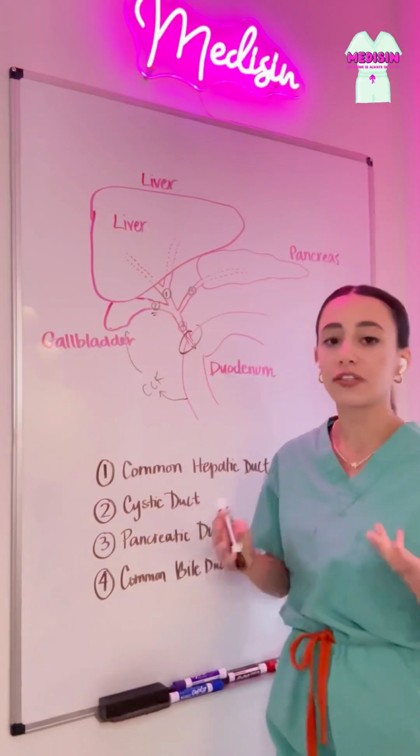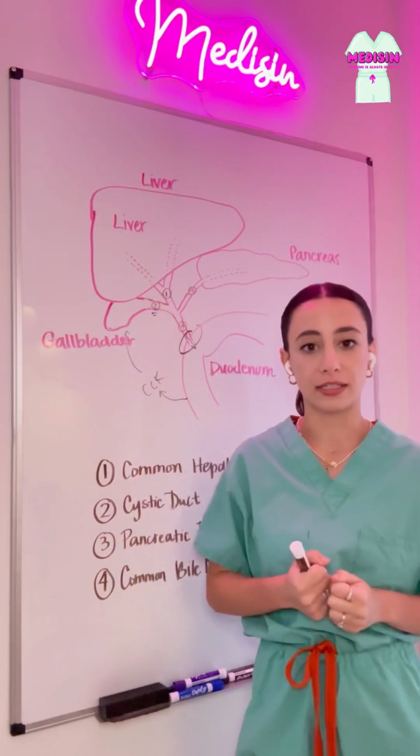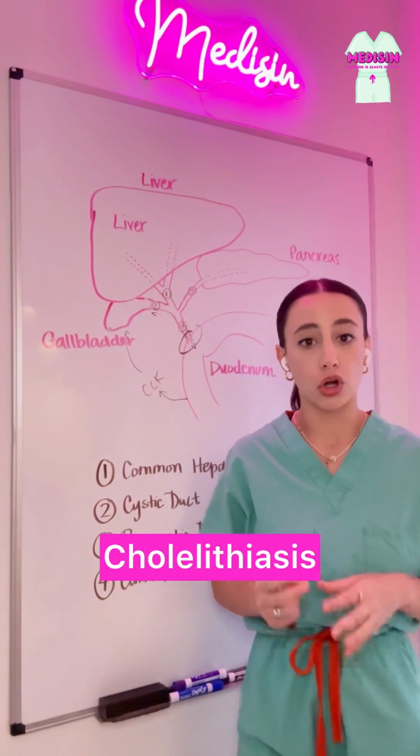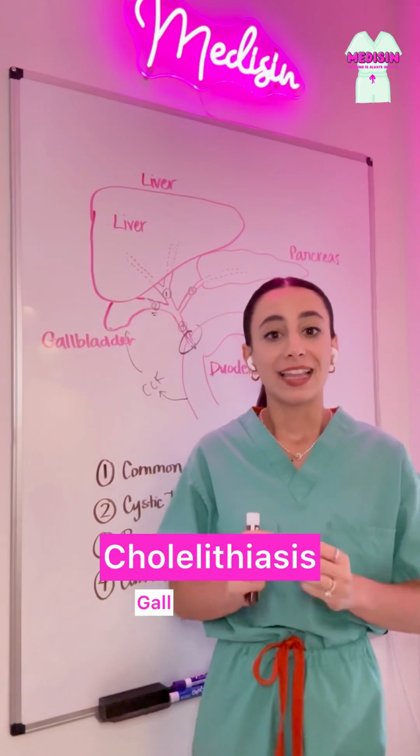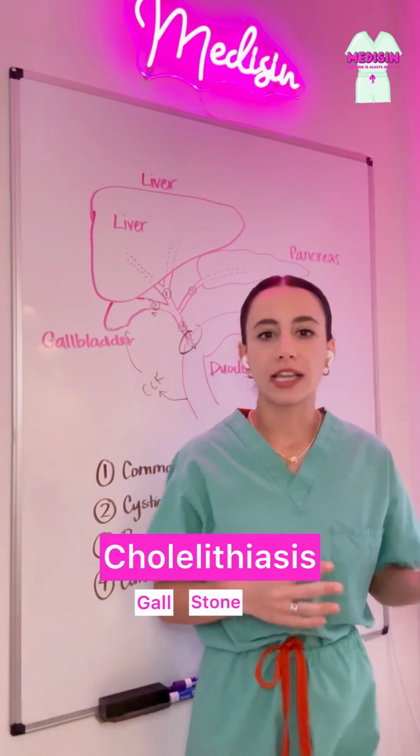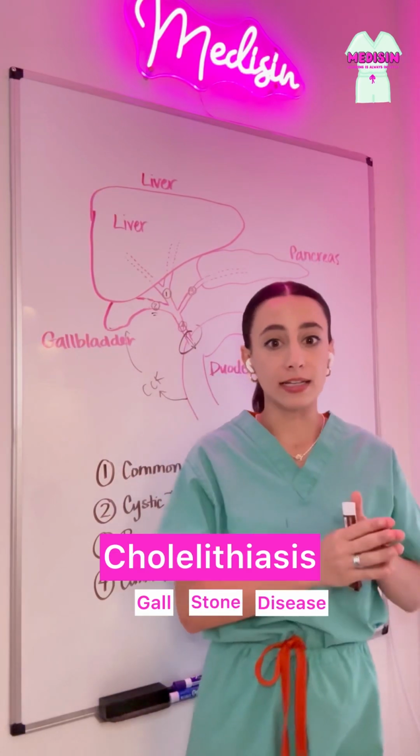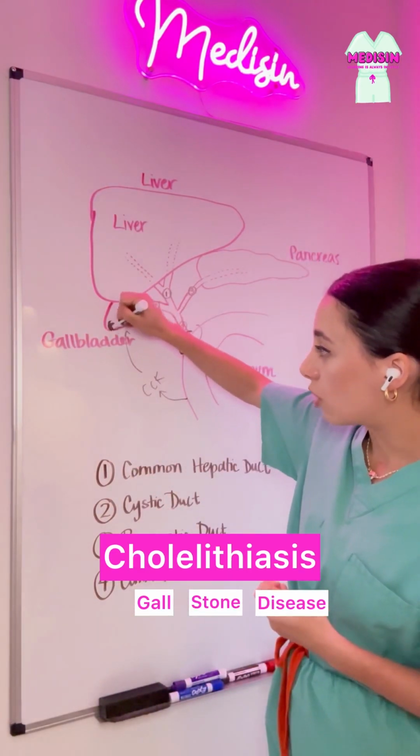Now, we've got a bunch of different diseases that could affect the biliary system. The first one we're going to talk about is cholelithiasis. Let's break down the word. Chole means gall, lith means stone, iasis is like the presence of or disease of. So this is a gallstone disease. And all that means is that we've got stones in our gallbladder.